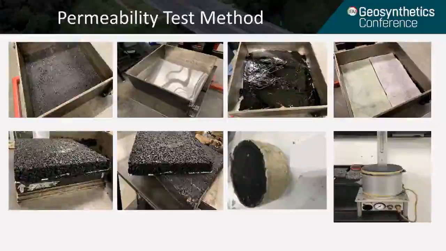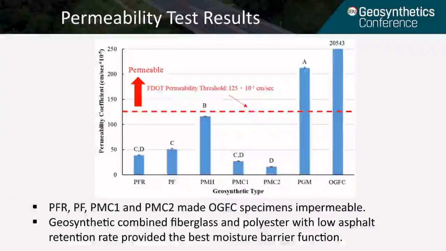After that, we removed the top slabs and cut the samples with 6-inch diameter. And then we used wax to seal the side. After these procedures, we performed the permeability test using the Florida falling head permeability device, as shown in the right bottom figure. Here are the permeability test results.